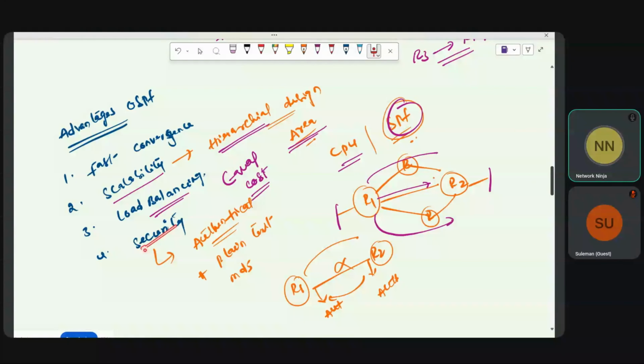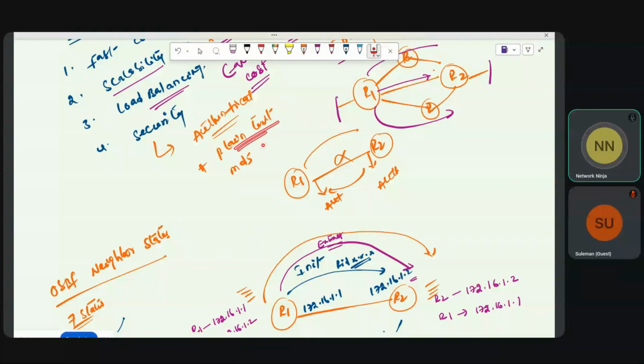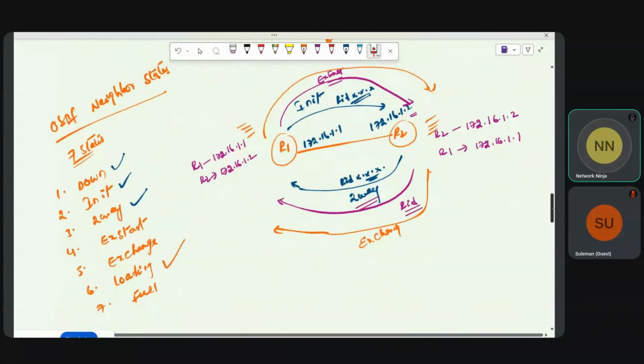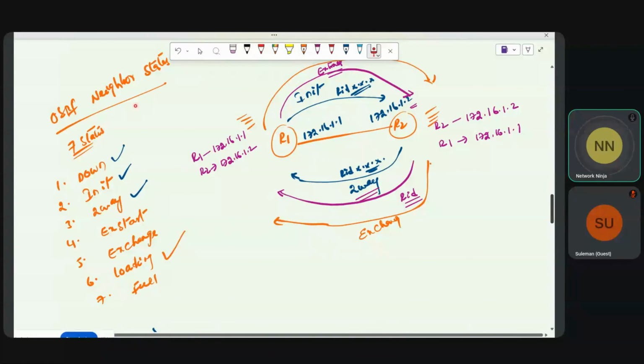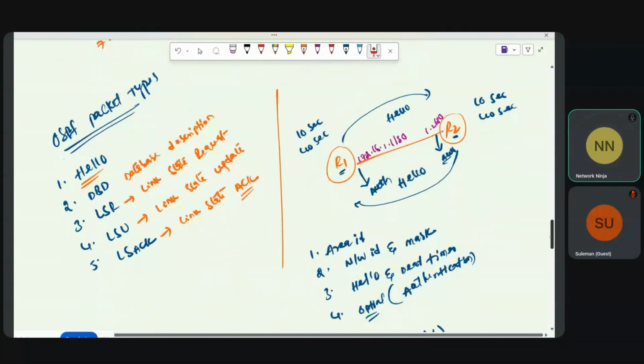And for security in OSPF, we have the authentication mechanism. We can use plain text authentication or MD5 authentication to authenticate the neighbor, whether the neighbor is a genuine neighbor or not. In OSPF, we have the neighbor states. We have a total of 7 states: down, init, two-way, exstart, exchange, loading, and full. We discuss this in detail, so just go through the video and prepare the notebook as well.